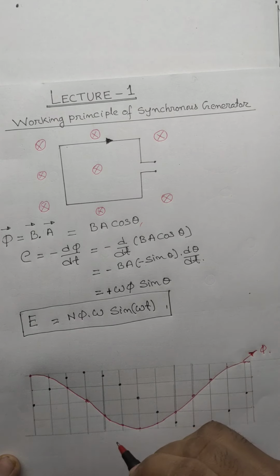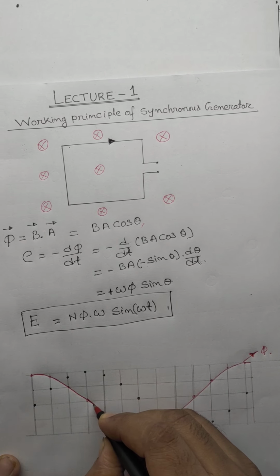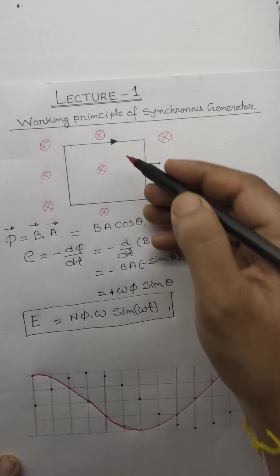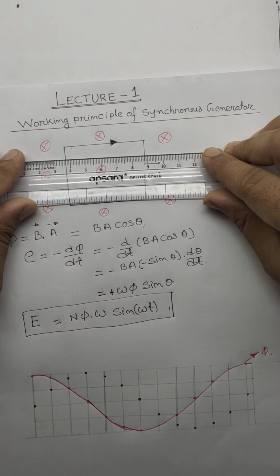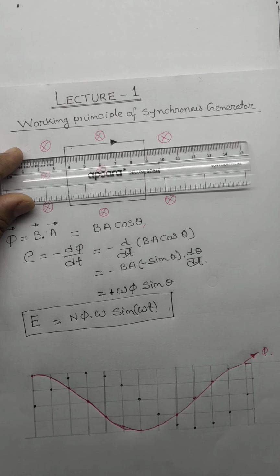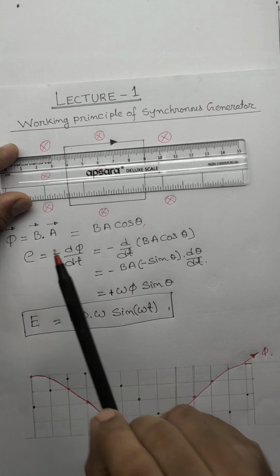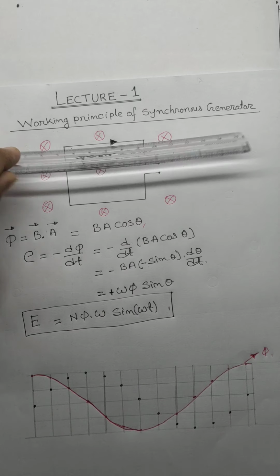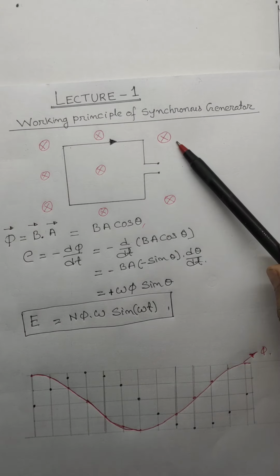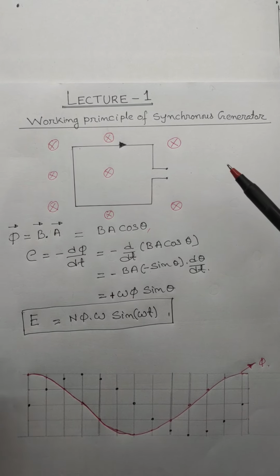Why is this change of flux there? The flux produced, this B is constant, but the change of flux linkage is due to the rotation. When I am rotating like this, the angle between the area vector and B is changing, and for this cos theta comes into the picture. So it's not that B is variable, but the angle between B and A is changing.